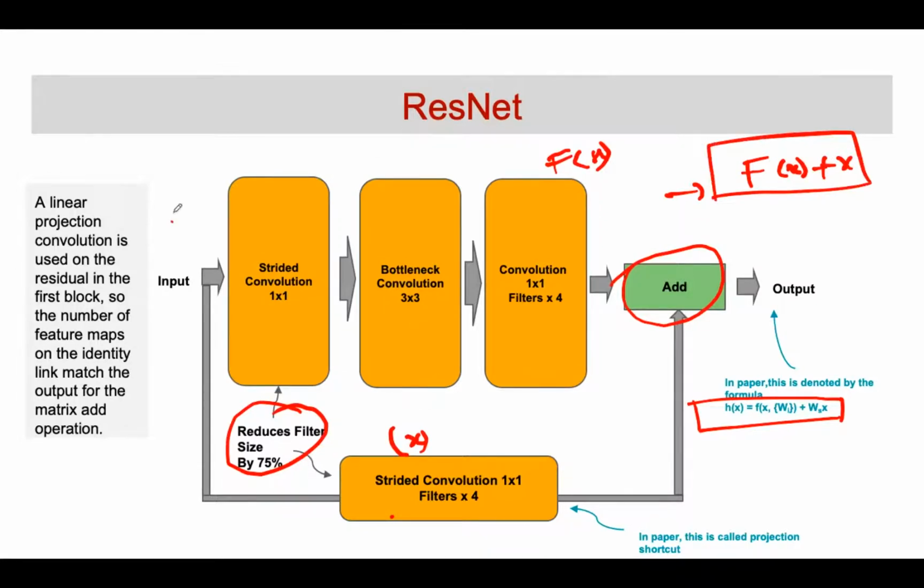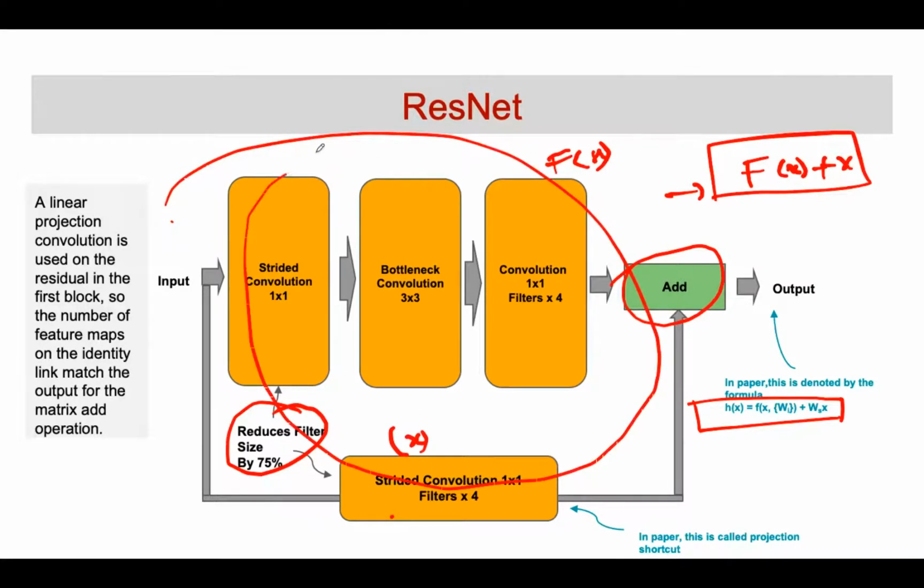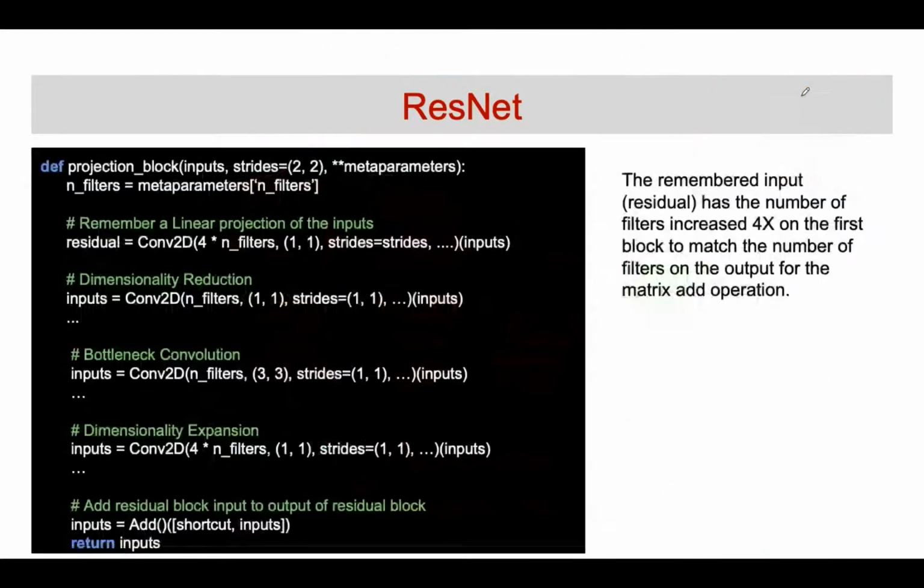In this whole story, what is happening here? Restoration of an image plus degradation, reduction. This all happens in the residual block. So the projection block is called the convolutional block. Remember that the input of the residual has the number of filters increased to 4x on the first block to match the number of filters on the output matrix.